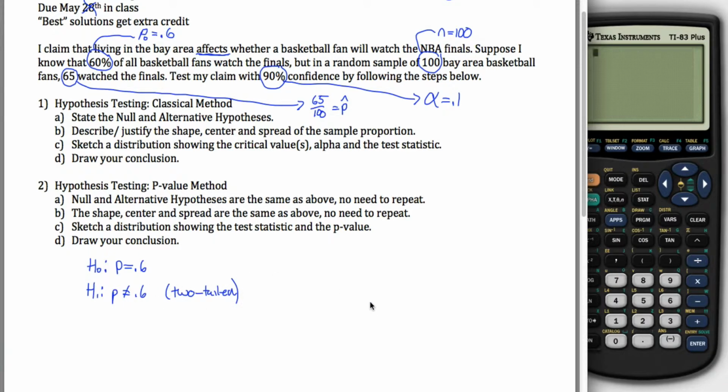Null alternative hypothesis. State and justify the shape, center, and spread. Later on I'm going to be drawing pictures. If I want to draw a picture, I should probably give the reader some information about the picture, specifically the shape of the picture, the center of the picture, and the spread of that picture. So the shape better be approximately normal, because that's all we know how to study in this class.